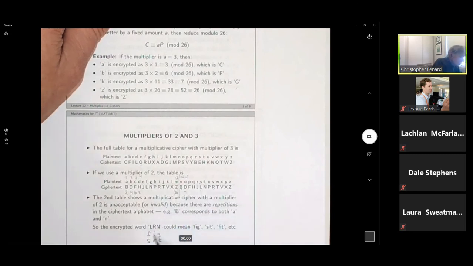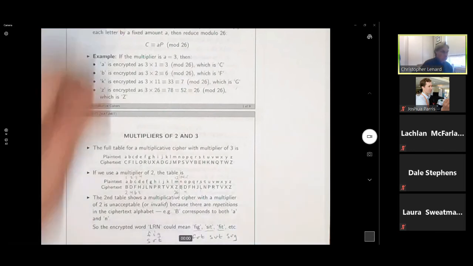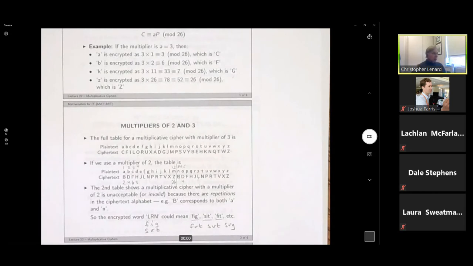So we could have had FIG, or you could have had FIT as another possibility, or you could have had SIT. I mean, you could have even had FVT, or you could have had SVT, or you could have had SVG as the plain text.